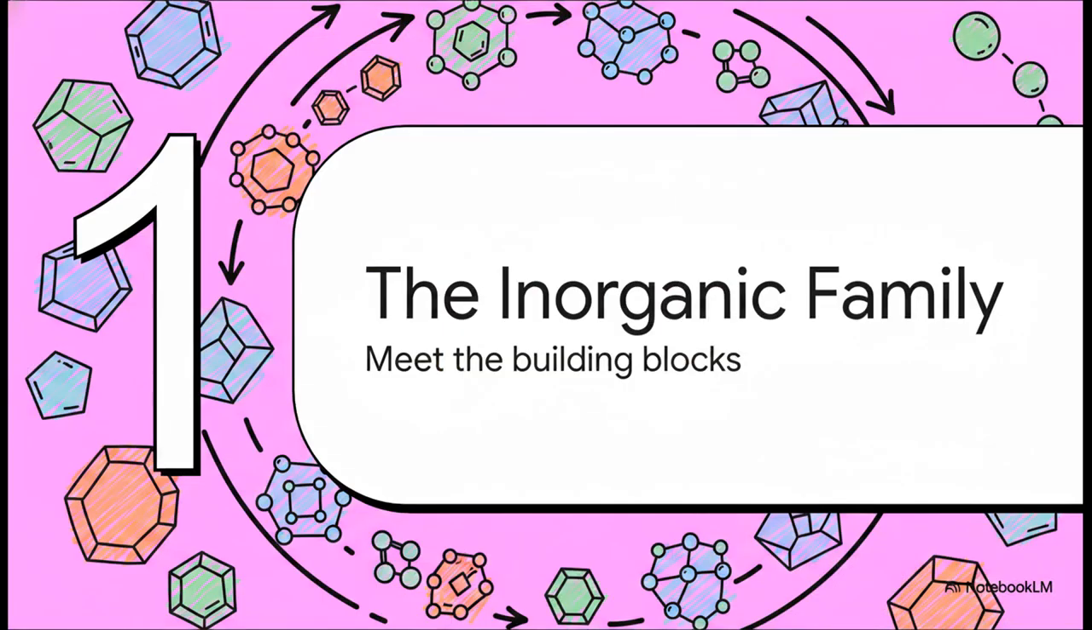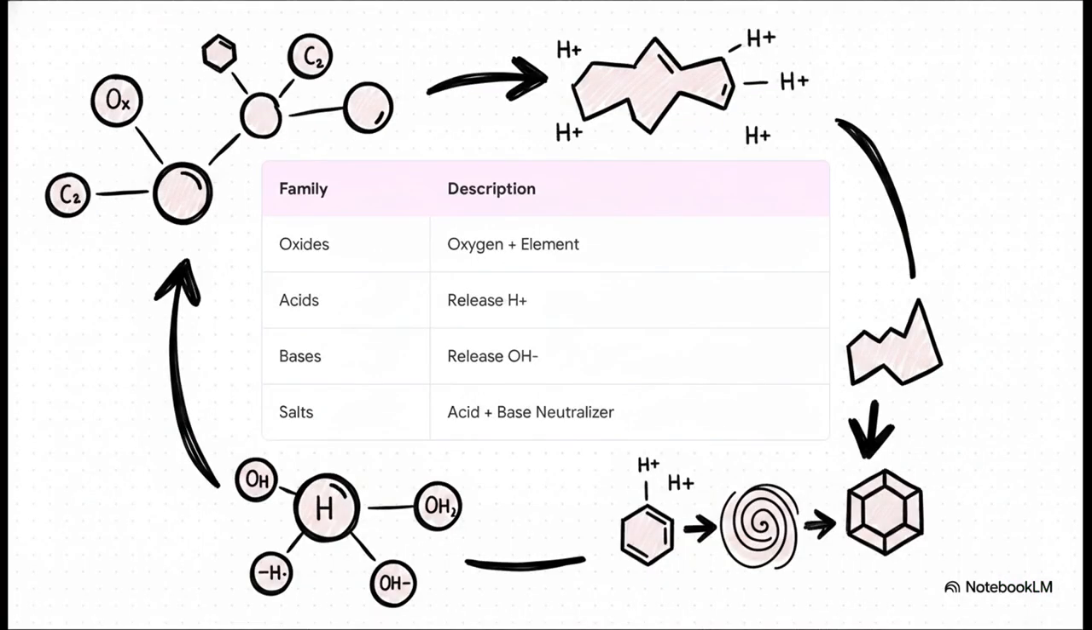Meet the inorganic family. Okay, so everything in the inorganic world can basically be categorized into 4 interconnected families. First up, we have oxides, which are formed anytime oxygen pairs up with another element. Next to it, we've got acids, defined by their ability to release hydrogen ions. Then, the counterpart to acids, we have bases, which release hydroxide ions. And finally, we have salts, which are the direct result of what happens when acids and bases neutralize each other.